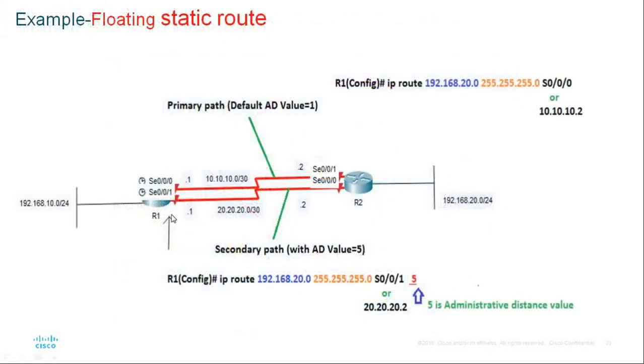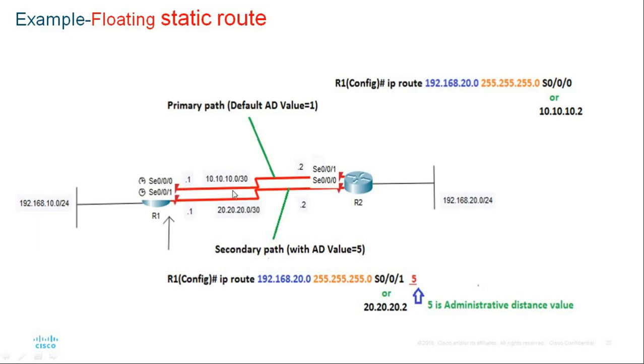See the example here. R1 is connecting with this 10 network, the same example we have taken before. R2 is connecting with this network here. See, from R1 to R2, we have provided redundant WAN links.